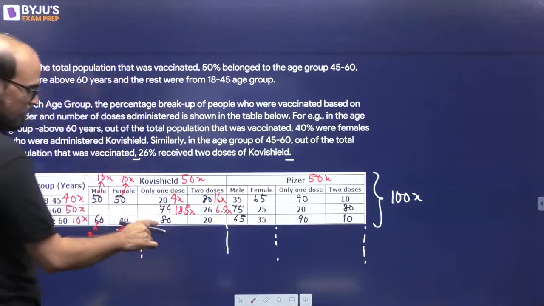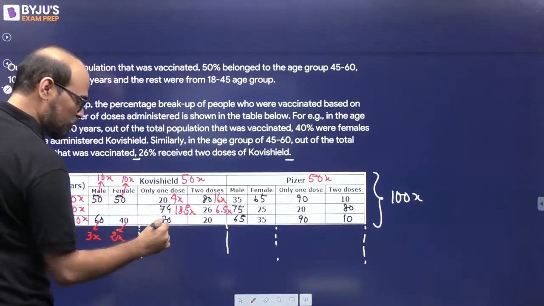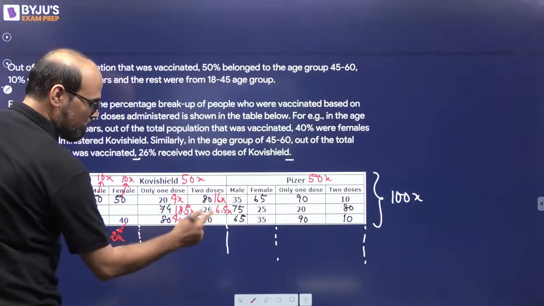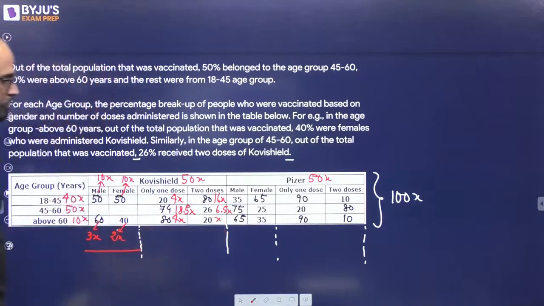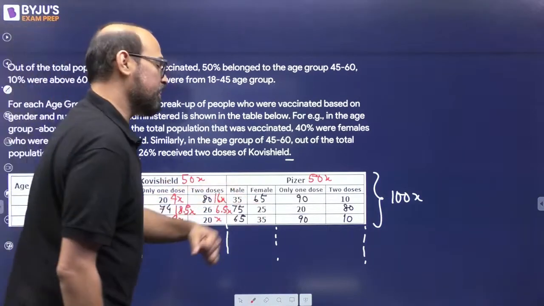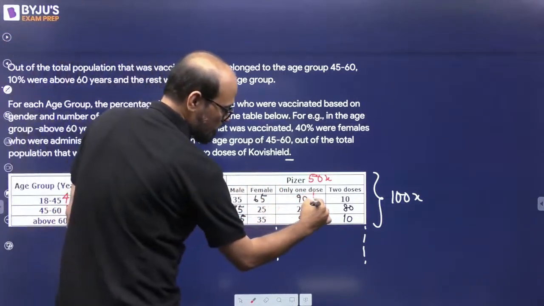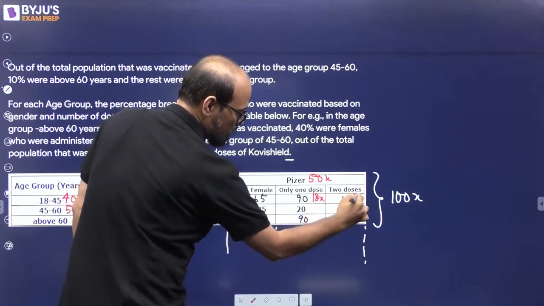10x का half, 5x का 80%. 80% of 5x is going to be 4x over here, and this is going to be remaining x. ठीक है. अब 40x का half हो गया 20x. 20x का 90%, which is going to give us 18x. So ये बाकी 2x हो जाएगा.